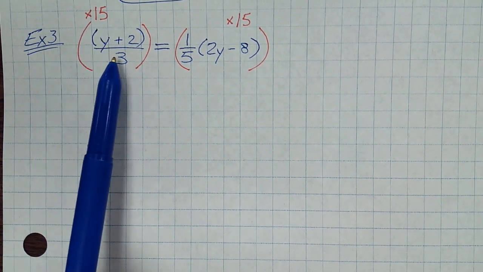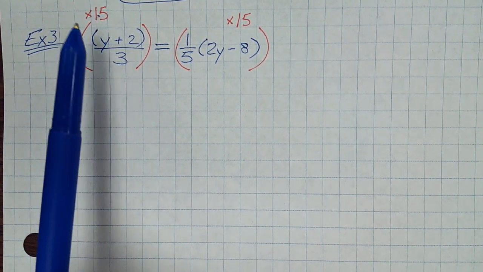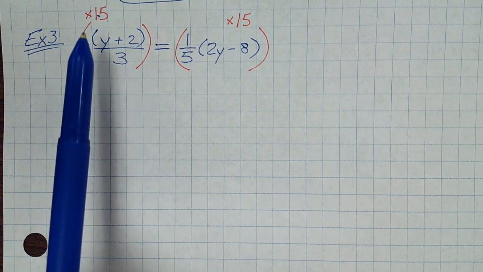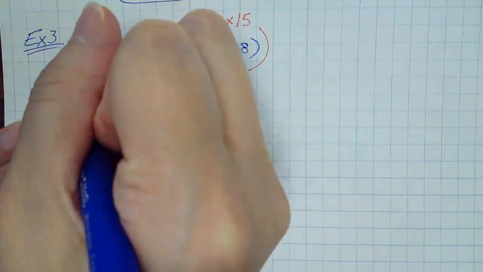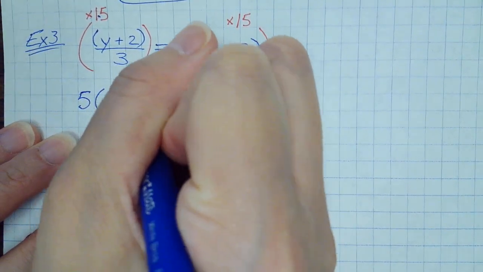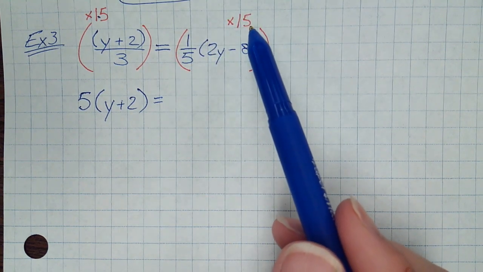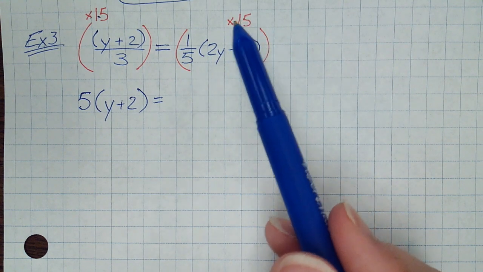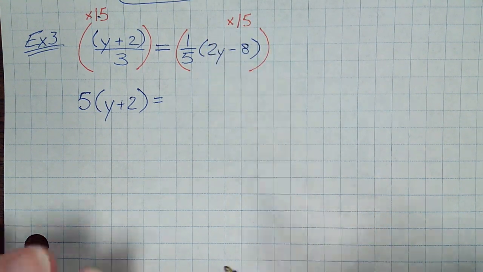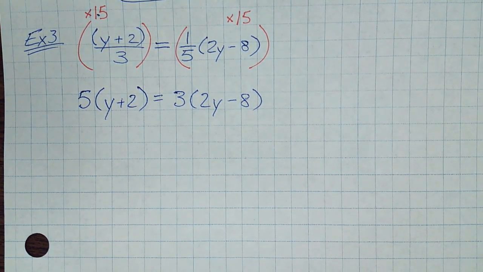15 times this bracket divided by 3. Do this part first, because you want to get rid of the denominator. 15 divided by 3 is 5. So 5 times the bracket. Okay, and then what about this side? What does it simplify to? 15 times 1 divided by 5. Yeah. 3. So 3 times this bracket. Okay, no more fractions.